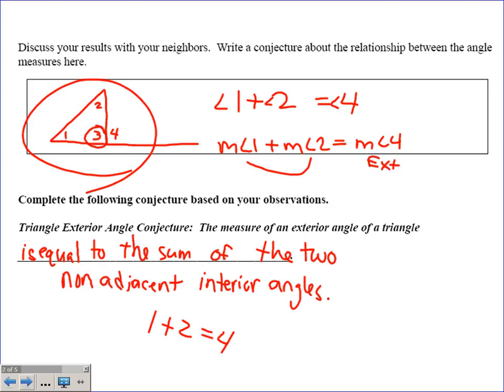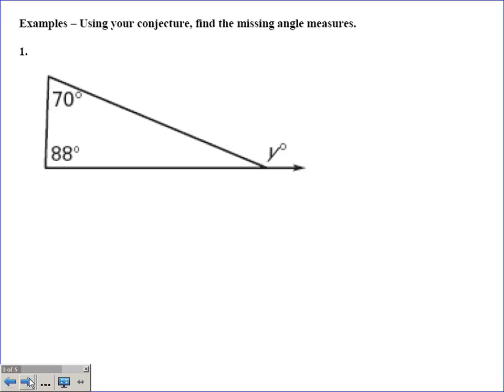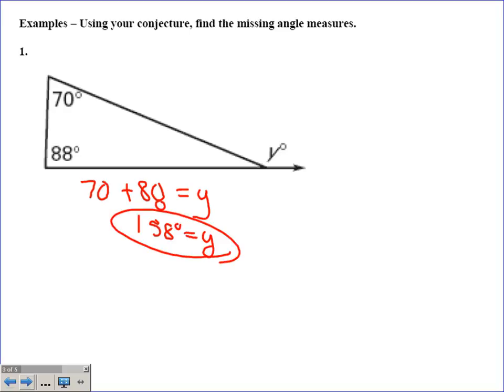Let's look at these examples on the back. Right, here's how this works. This is really easy. Using your conjecture, find the missing angle measurements. All you do is you say angle 1 plus angle 2 equals angle 4. So what's 70 plus 88? 158. So 158 equals y. Boom. Okay, it says to find the missing angle, so there it is. Missing angle is 158 degrees.